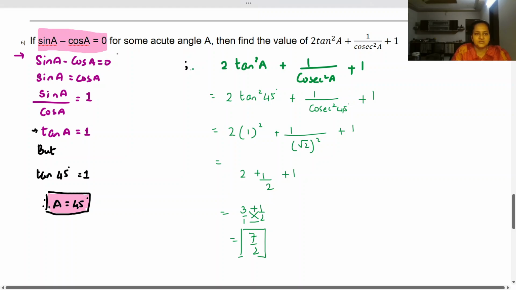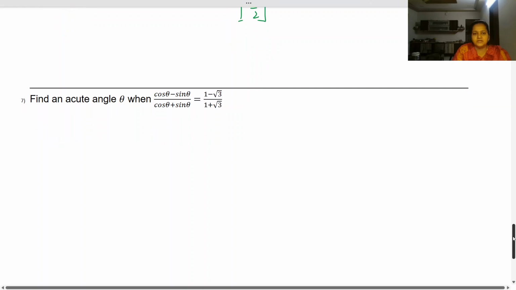The other way of doing it is when you come to this step, when you get sin A equal to cos A, we know that it is true for only which angle? 45. Only for 45 degrees, sin 45 and cos 45 both are equal. So we'll write that A is 45 at this stage also, it's okay. Okay, I hope you all have understood this. Let's go on to the next question now.